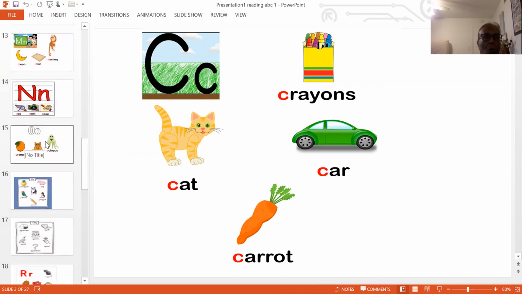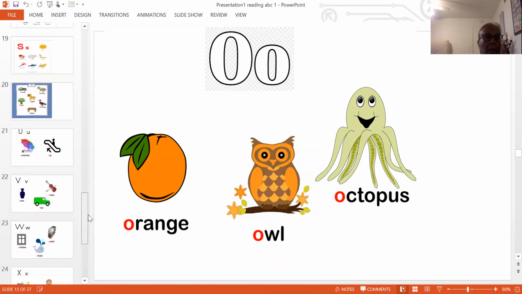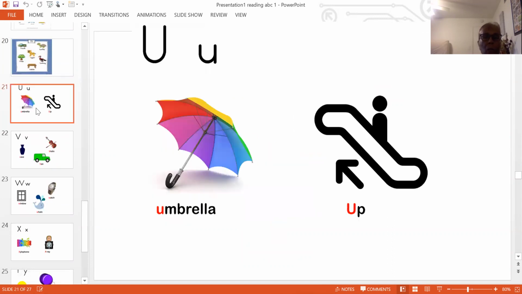O, A. And here you are seeing A as an orange, A as an owl, A as an octopus. So you are hearing the A sound there. And when you come to U, you are also hearing A as an umbrella, A as an up.